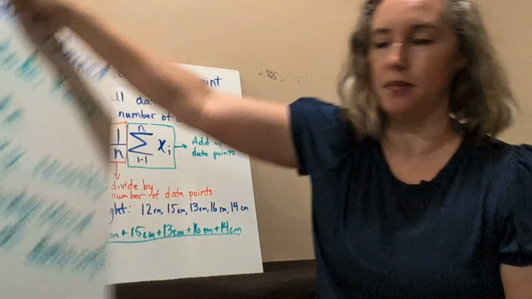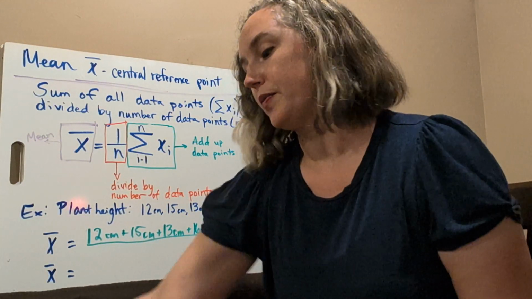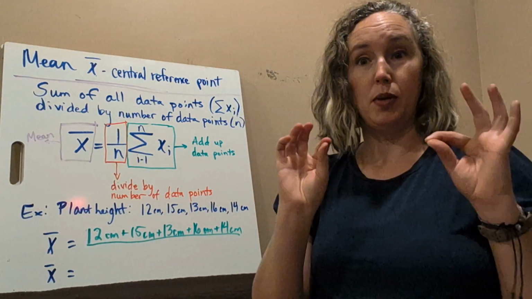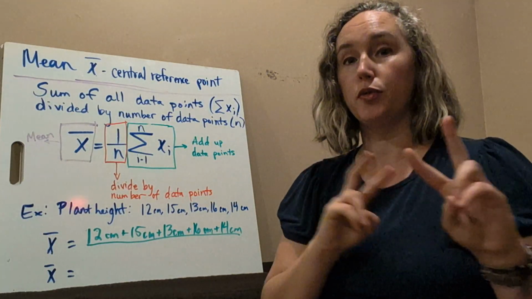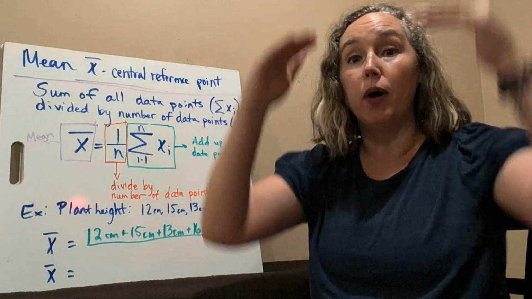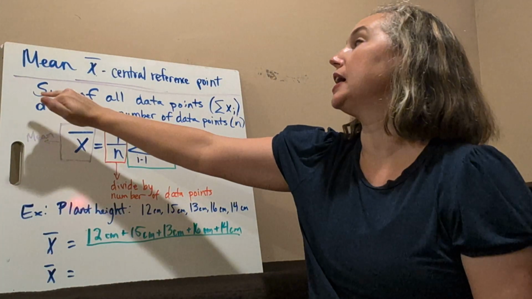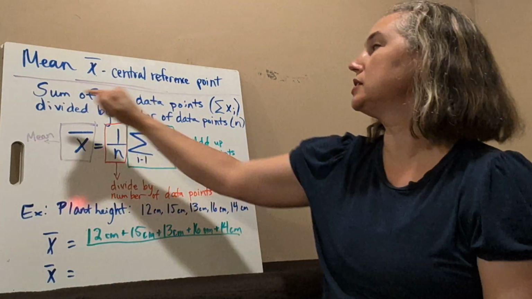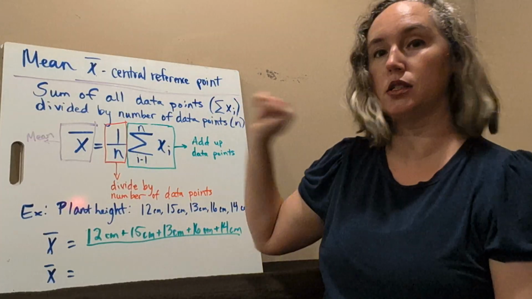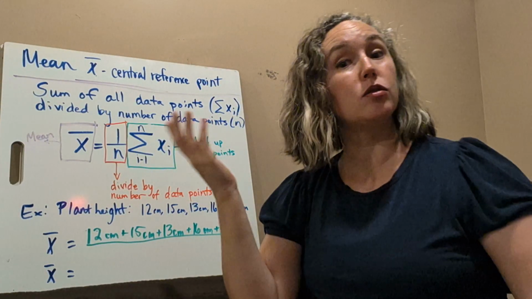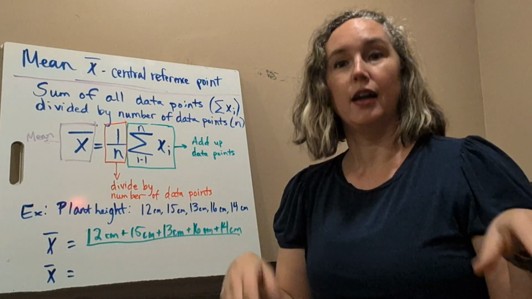First, let's look at the mean. Now, the mean is on the AP Bio formula sheet in two different ways. At the bottom, they just say the word mean, and they say it's the sum of all data points divided by the number of data points. And we're pretty comfortable with that.